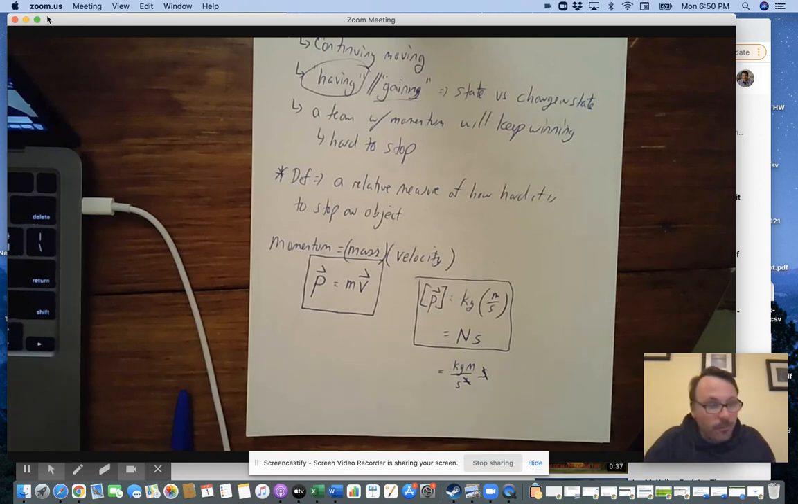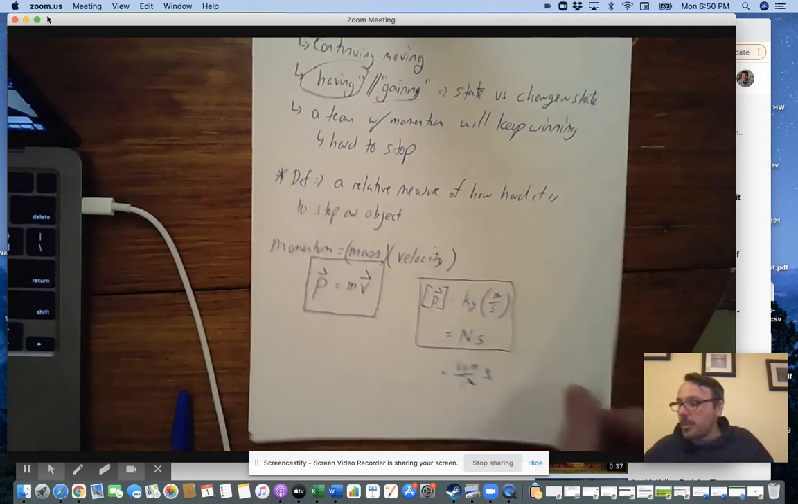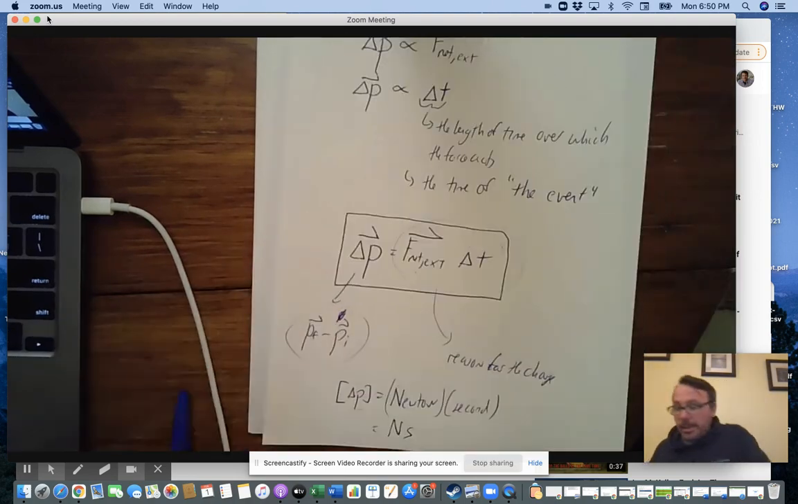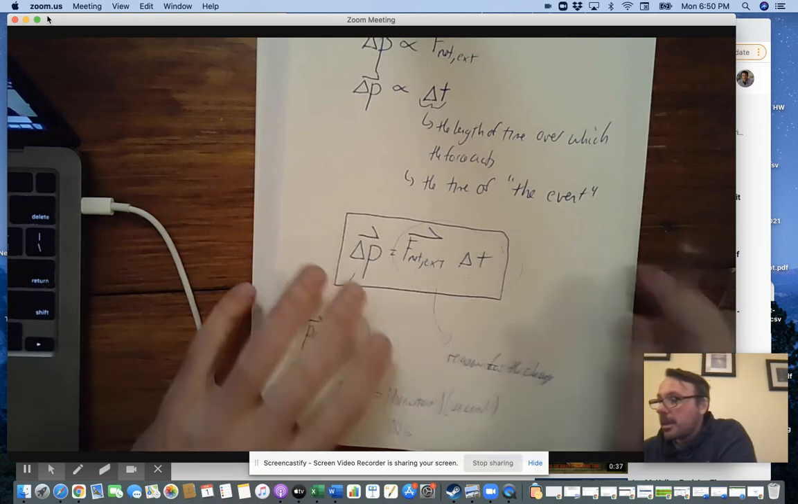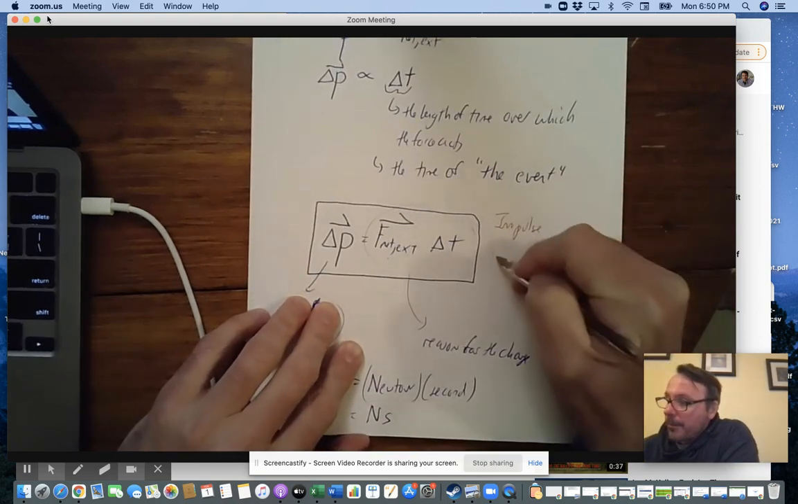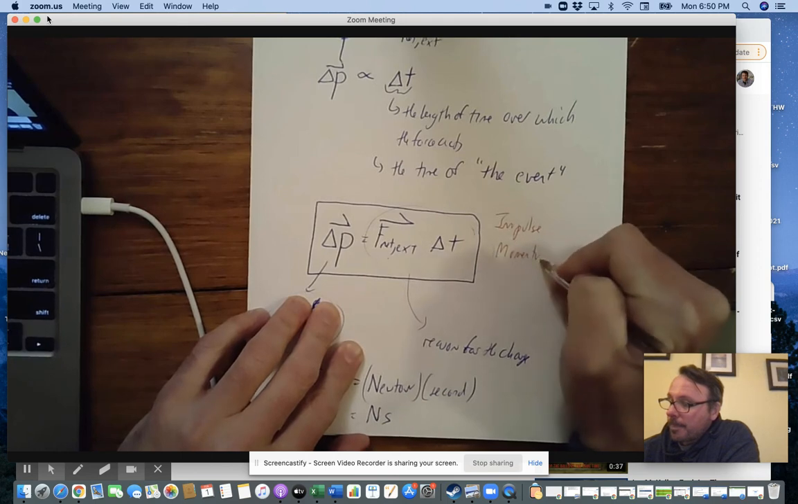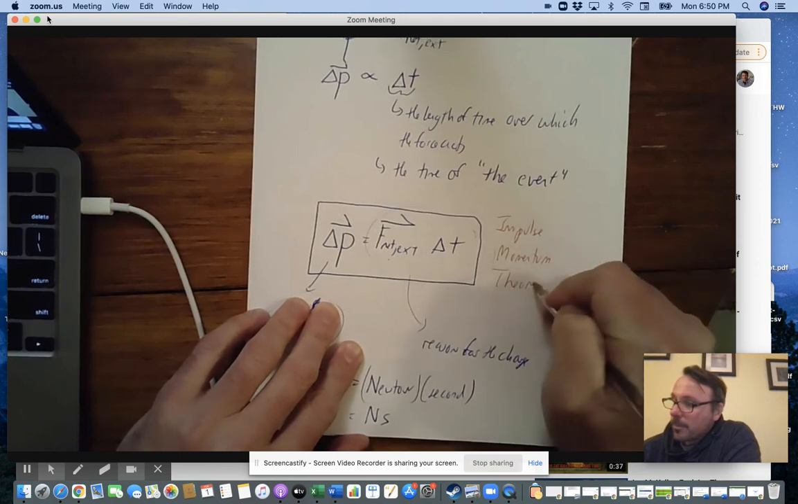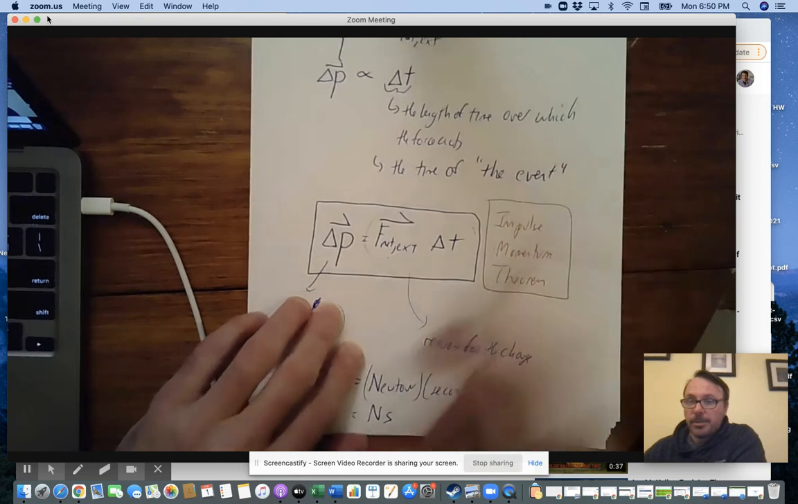So there's our overview to momentum and impulse, and this equation here that connects them, which is something that's called, and I just want to name it, the impulse momentum theorem. Okay, impulse momentum theorem.